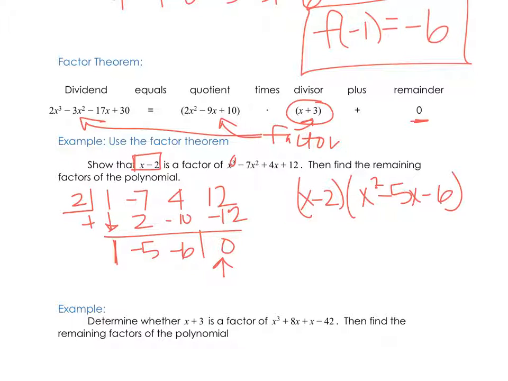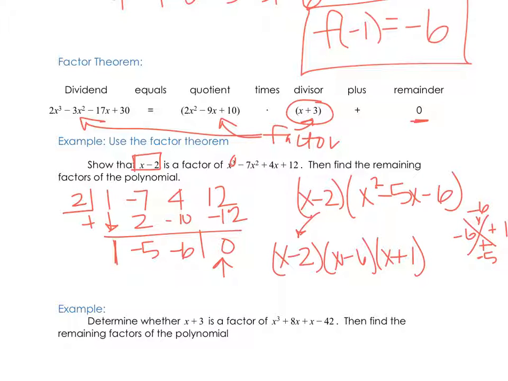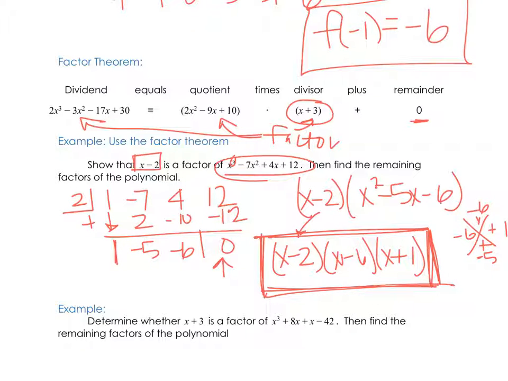Now we want to completely factor everything out, and x squared minus 5x minus 6 can be factored using baseball, because -6 and +1 can be used as the factors. So we're going to have x minus 2 from before, plus x minus 6 and x plus 1. So those are all the factors for this problem.